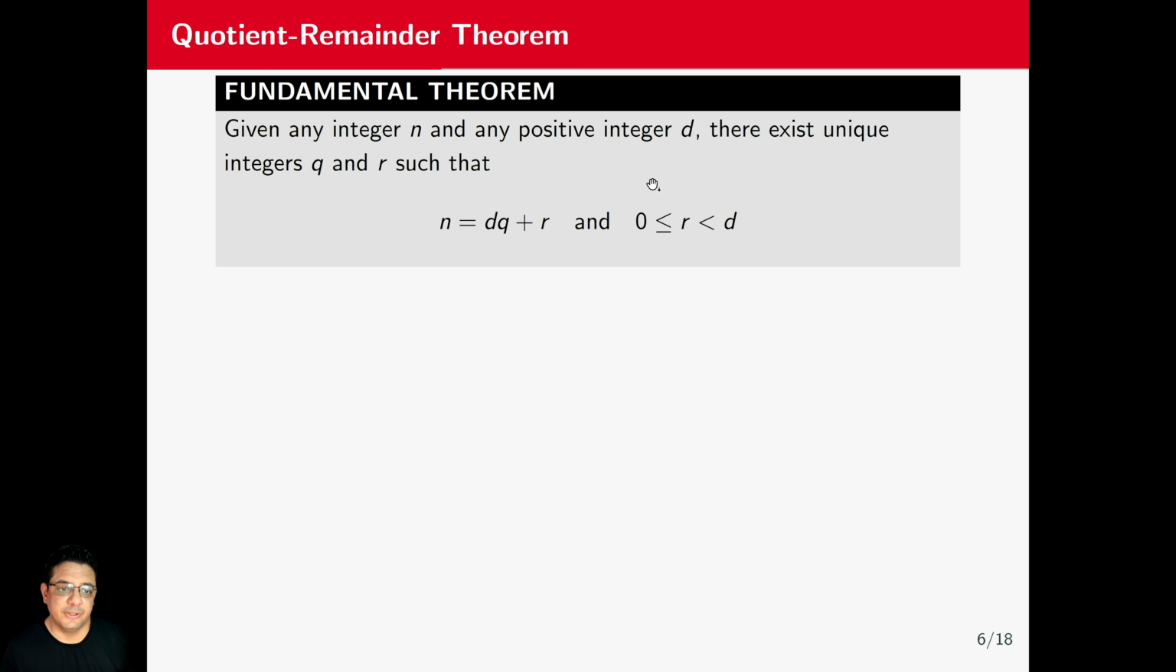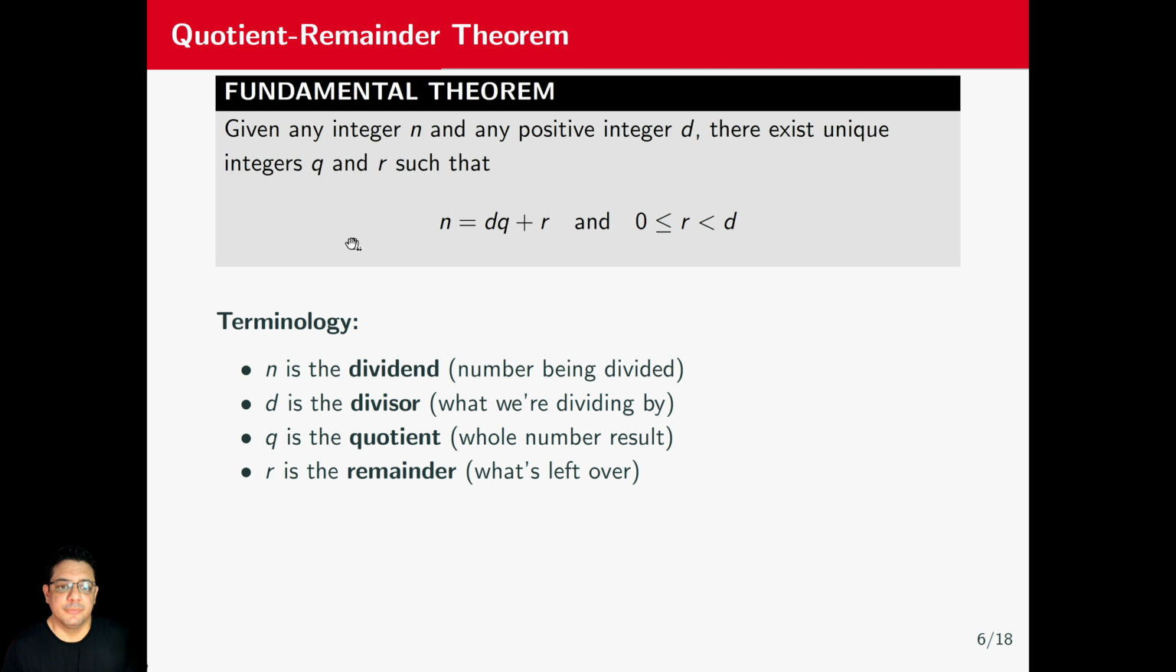So the quotient remainder theorem is saying that for any n and any positive integer d, there's going to exist numbers q and r, so you can represent n as d times q plus r, and the remainder is going to be a number that is between 0 and d. Of course, we're dividing n by d, so the remainder has to be less than d, otherwise we would have another instance of d in n.